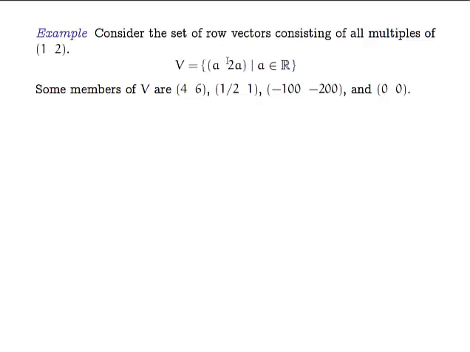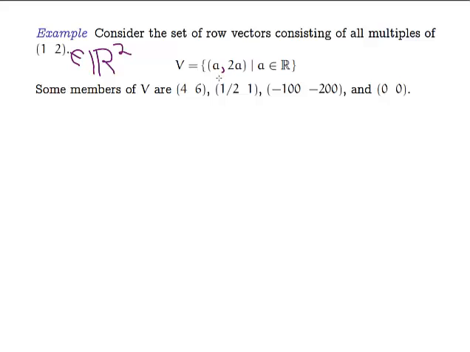All right, so here's one example. Let's consider a set of row vectors consisting of all multiples of (1, 2). Now, of course, we know that (1, 2) is an example of a vector, and actually (1, 2) is in the vector space, which we can call R2, the set of all two-dimensional vectors. But now we're looking at a subset of R2. We're looking at all two-dimensional vectors that have this form, (a, 2a). You can put a comma in between.